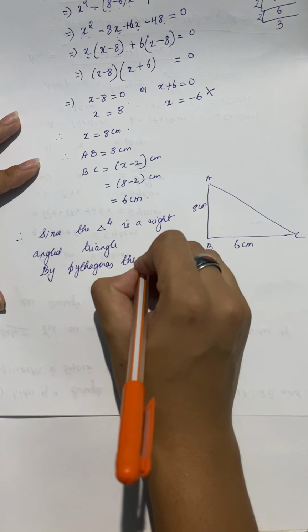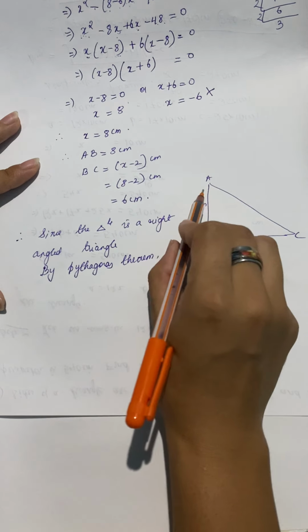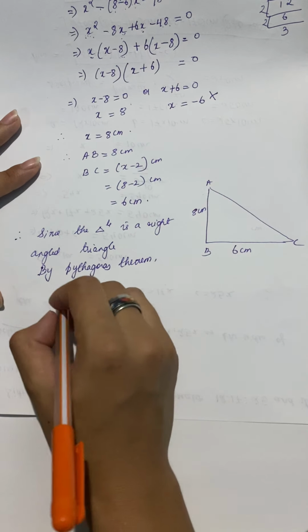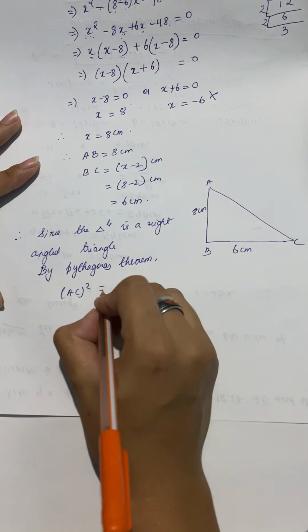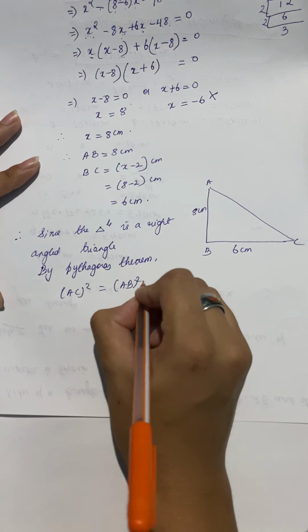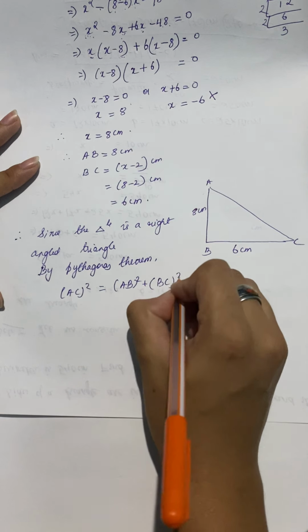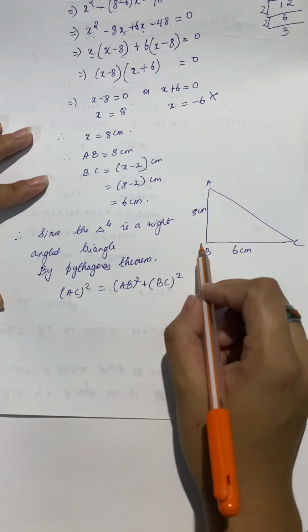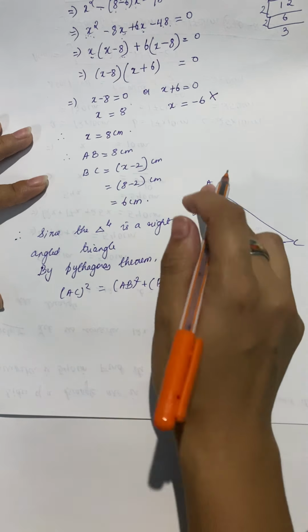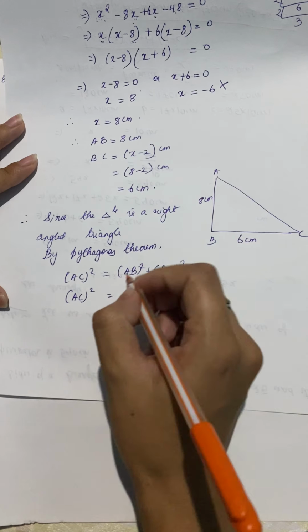What does Pythagoras theorem tell us? That the hypotenuse, the longest side of a triangle, that is AC square, is equivalent to the height square plus base square. Clear? This is called height. It is also called perpendicular. Sometimes people also call it the opposite side. The name will change, but it means the same.